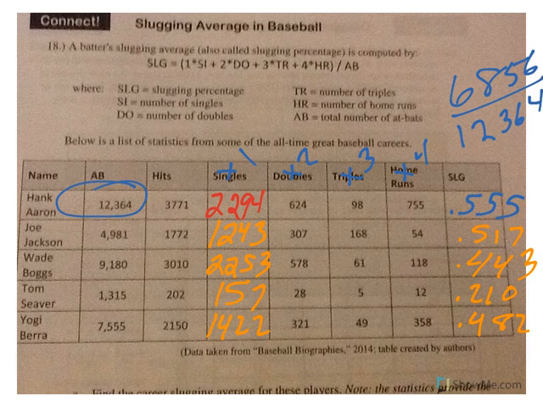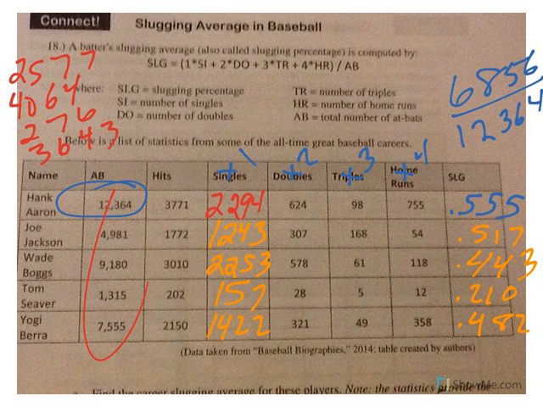When you added them together for each one, Joe Jackson, the numerator should have been 2577. For Wade, it should have been 4064. For Tom, 276. And for the great Yogi, it should have been 3643. So those would have been your numerators, and then you would have divided those by the number of at-bats in order to find your slugging percentage.